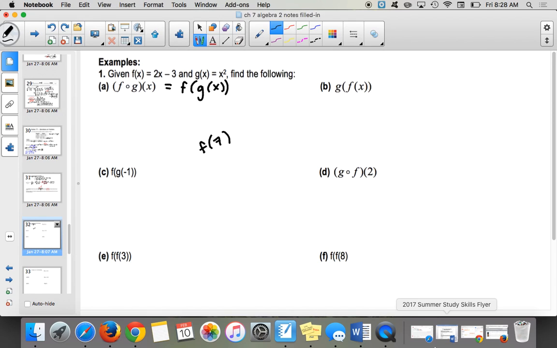You guys get how to do f of 7. So what if I had something like f of x squared? What would we do? We would take the x squared and replace the x with it. So it would be 2x squared minus 3. Do you guys see that?